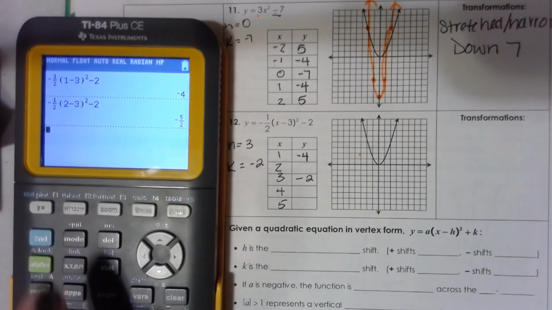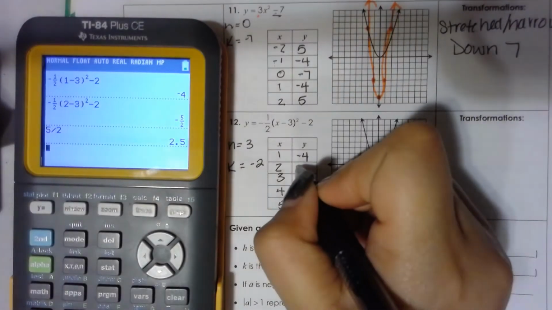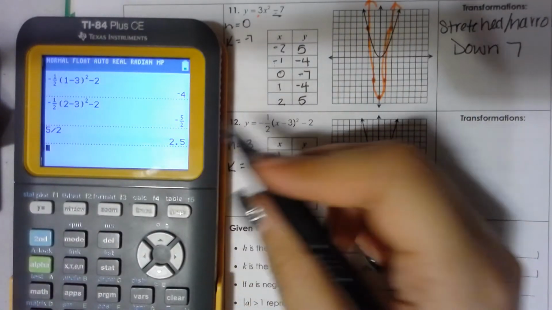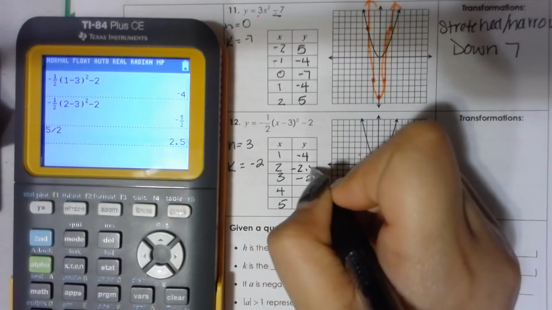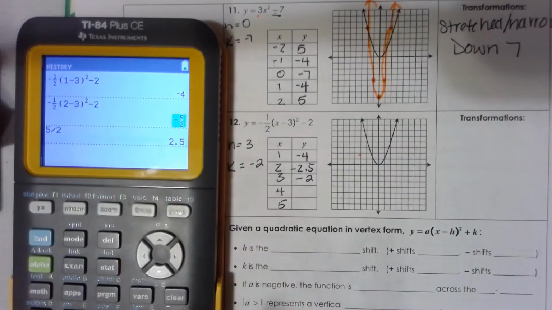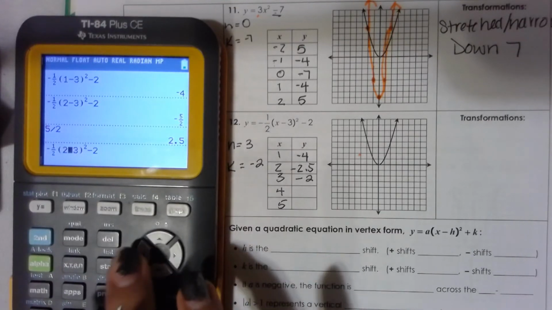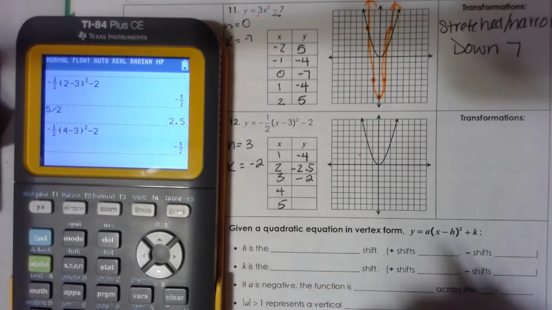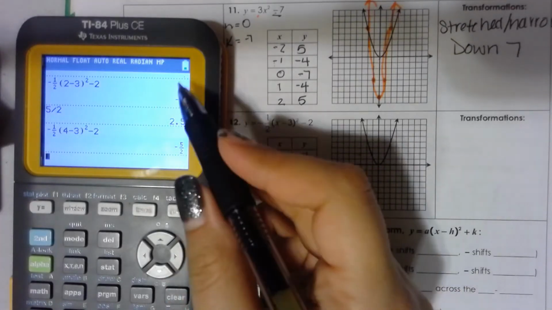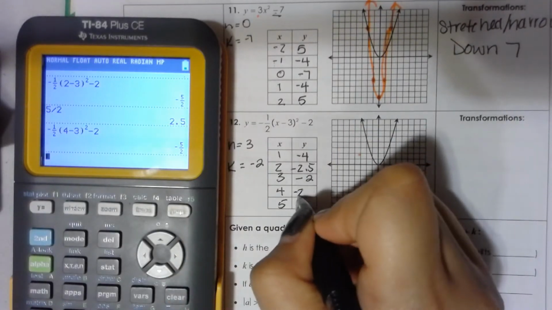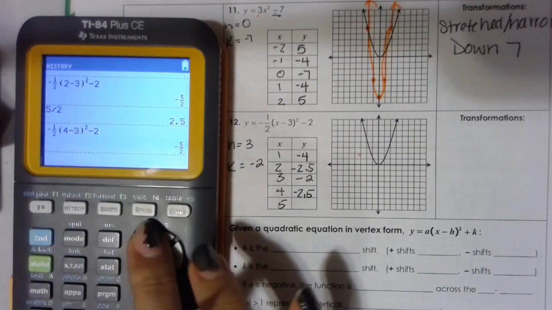And then doing this again, but with 4 instead of 2. You get a negative 5 halves again, but we already know that's negative 2.5. And then doing this again, but with 5, you'll get back a negative 4. Alright, now let's go plot.